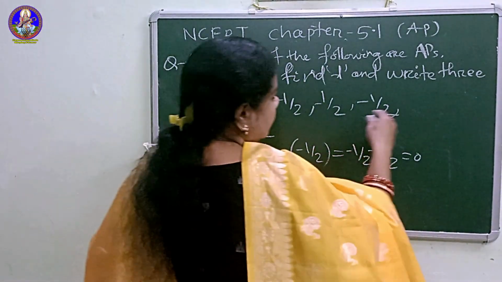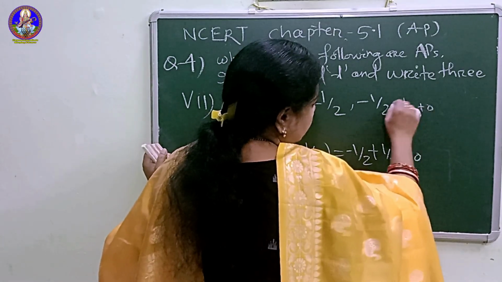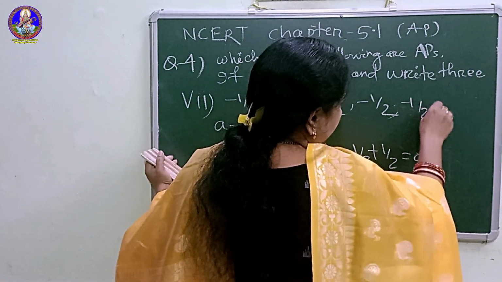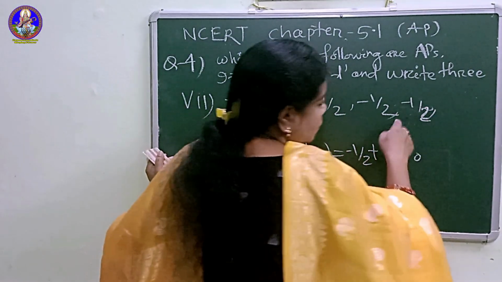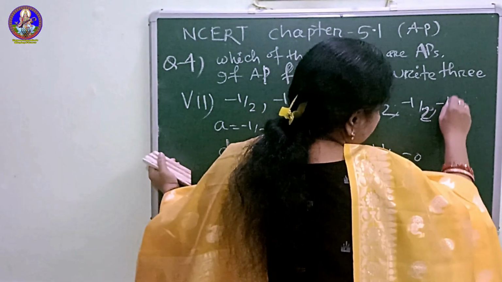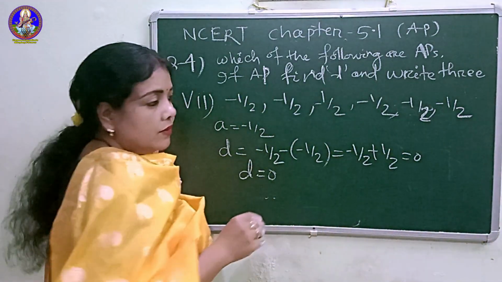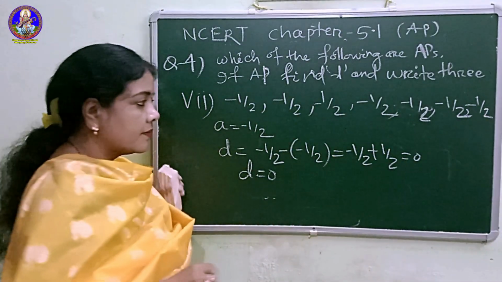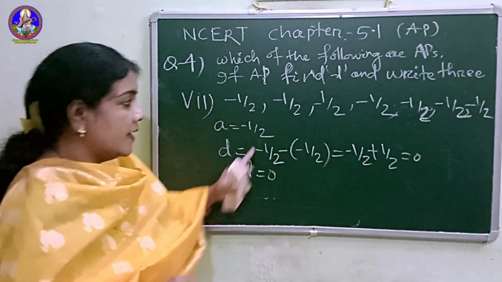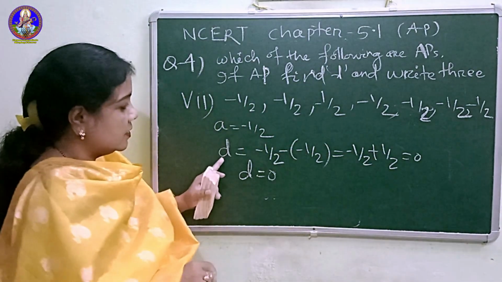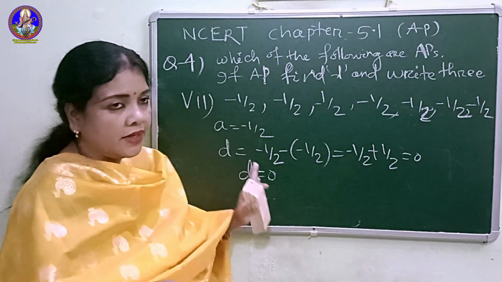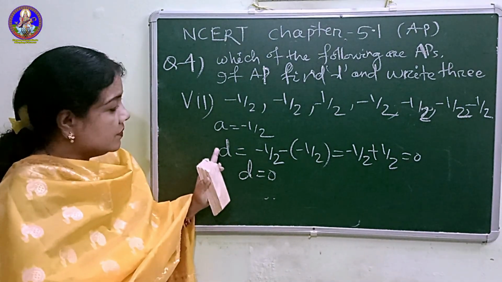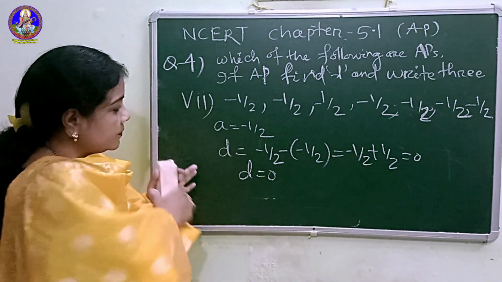The next term will obviously be minus 1 by 2 plus 0, so it will be minus 1 by 2. Next, minus 1 by 2 plus 0, again minus 1 by 2. And the last term will also be minus 1 by 2. Though the difference is equal to 0, we can find the next terms because the difference is 0 everywhere, at every subtraction between subsequent or adjacent terms.